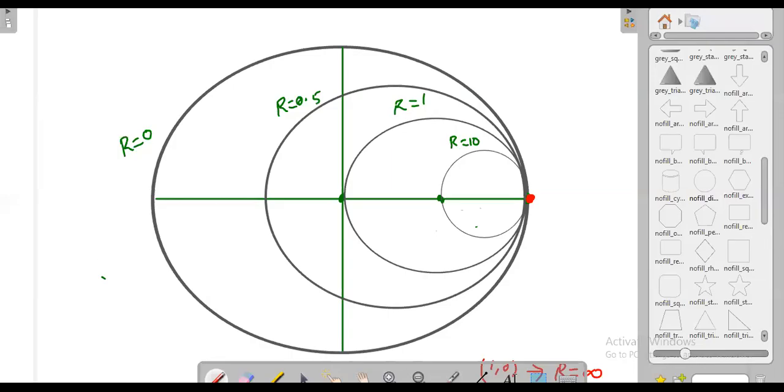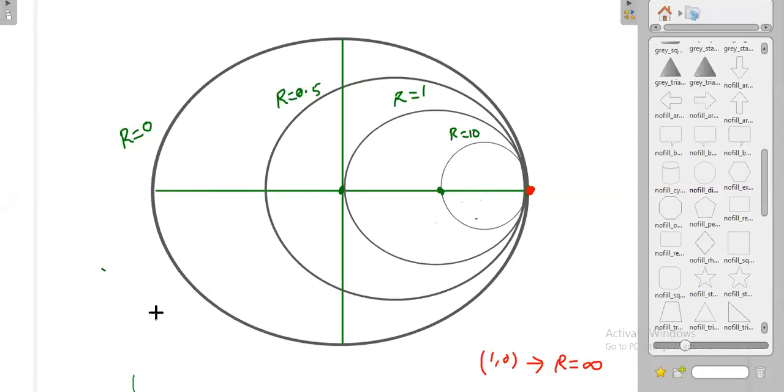How to draw the constant R circle, because next I will draw the constant reactance circles. Okay, then why is the circle called the constant R circle? What is the meaning of that? You are on the circle, sir.